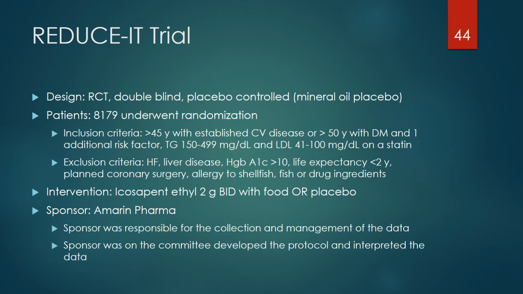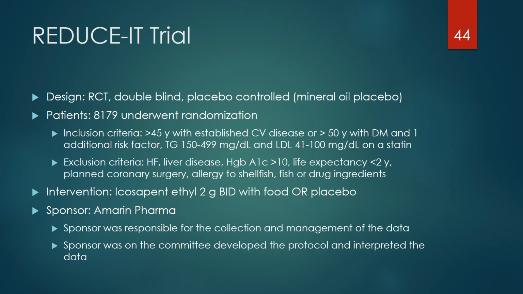Over 8,000 patients underwent randomization. Inclusion criteria were patients over the age of 45 with established cardiovascular disease, or if they were over 50 and had diabetes and 1 additional risk factor. Their triglycerides had to be between 150 and 499, and LDL had to be between 41 and 100 on a statin. They excluded people that had heart failure, liver disease, an A1C over 10, a life expectancy of less than 2 years, planned coronary surgery, or an allergy to shellfish or fish or any of the other drug ingredients.